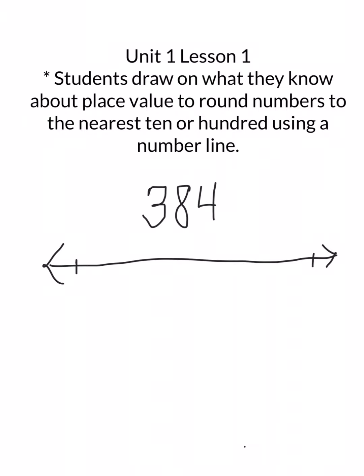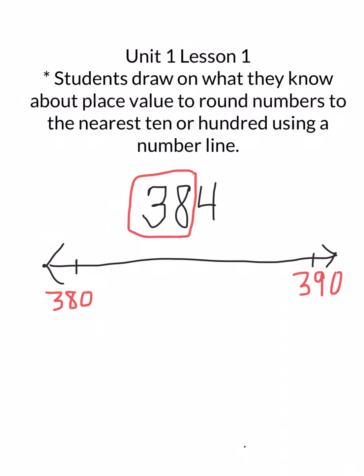If we are rounding 384 to the nearest 10, we would identify that there are 38 tens in the number. Therefore, our first landmark number would be 380. Since we're rounding it to the nearest 10, we would go forward 10 more, which would be 390. So the first step in rounding this number to the nearest 10 is to identify that it falls between 380 and 390. The next step is to identify the midpoint of the number line.